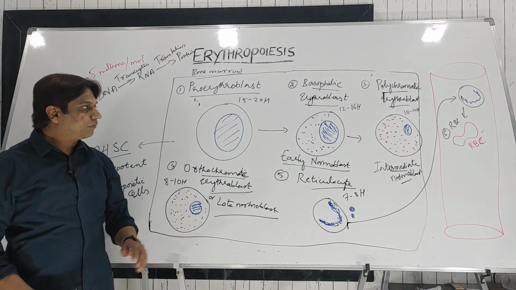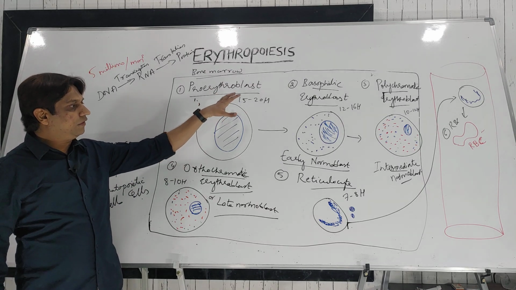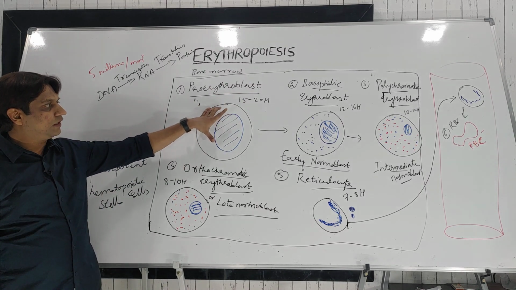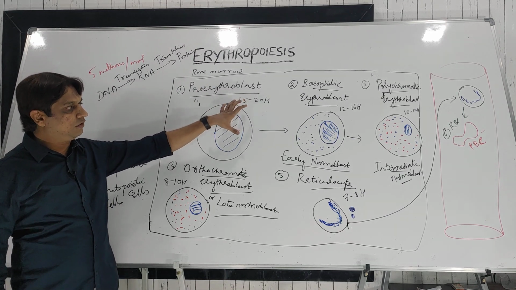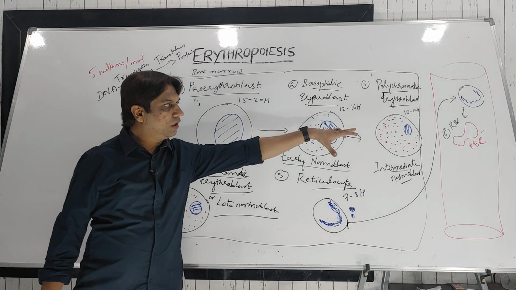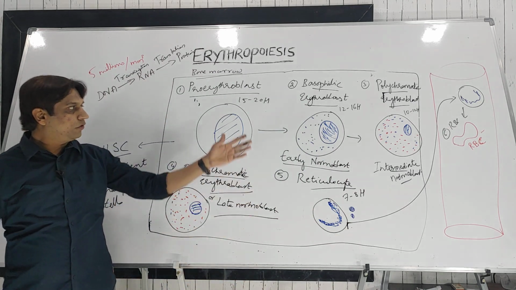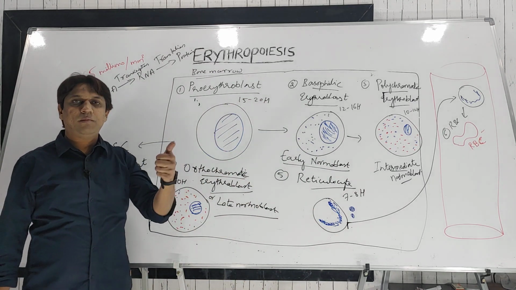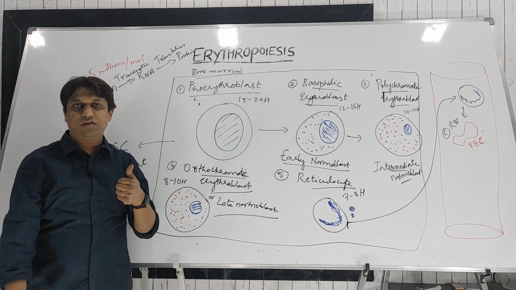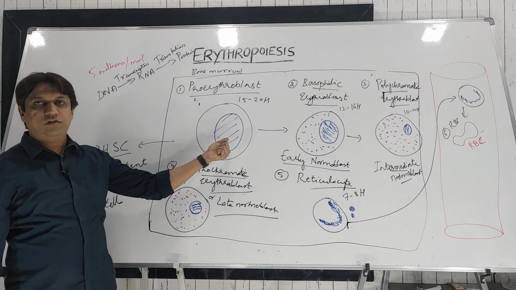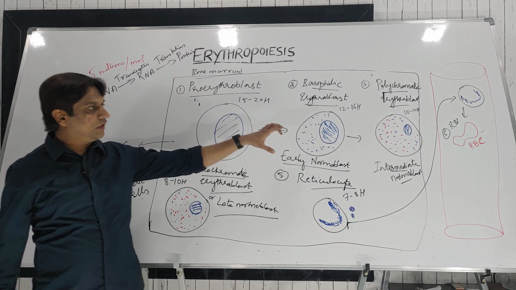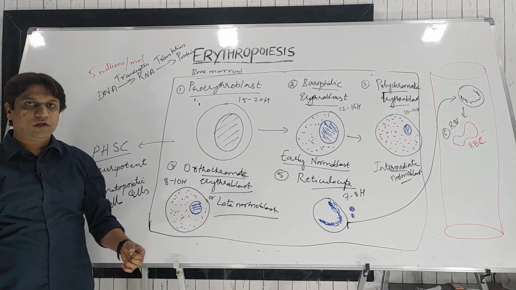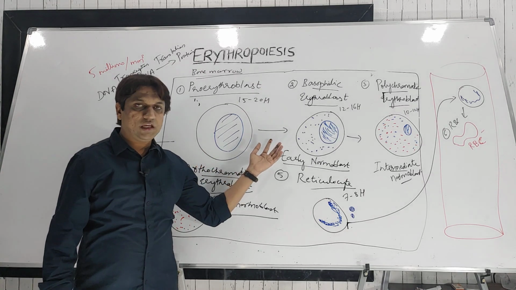Basically, to summarize, the cell size: the immature cell, the proerythroblast, is around 20 micron. The cell size ultimately decreases from 20 micron to around 7 to 8 micron. So one thing to remember is that in this process the cell size decreases. Secondly, maturation of the nucleus takes place, and finally the nucleus disappears in the mature RBC. Thirdly, cytoplasmic staining characteristics.